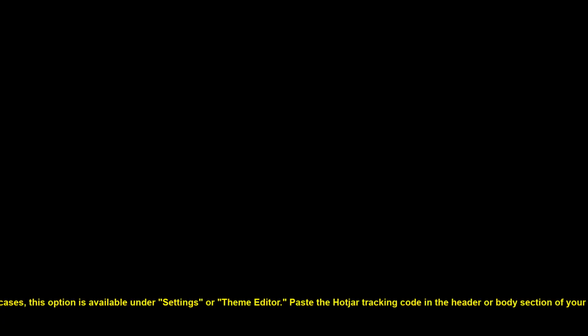Now, navigate to your website's content management system or HTML files. If you are using a CMS like WordPress, go to the dashboard. Locate the area where you can insert custom scripts or code. In most cases, this option is available under Settings or Theme Editor. Paste the Hotjar tracking code in the header or body section.